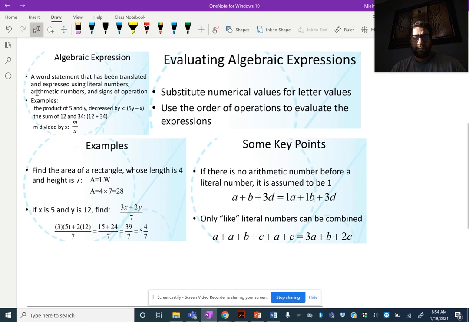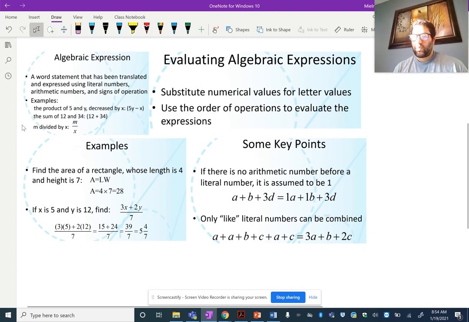to anything. So examples are the product of 5 and y decreased by x could be rewritten as expression 5 times y minus x. The sum of 12 and 34 could be rewritten as 12 plus 34, and m divided by x is m over x. Very fancy way of saying an expression is just not an equal sign. It's one side of an equation.